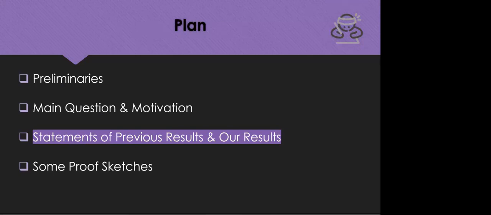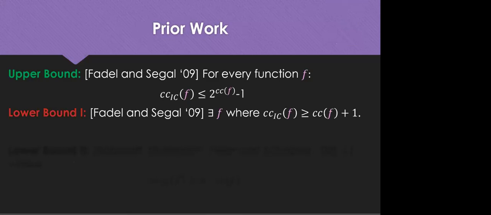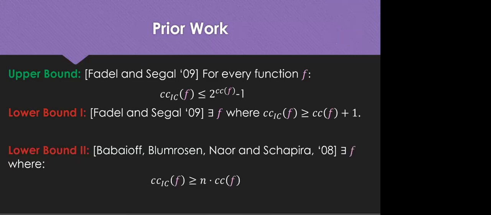Now let's go over some previous results. Fadel and Segal raised the question, showed that the overhead of computing payments is at most exponential. Also, they showed a function where computing the payments has communication overhead of at least 1 bit. And afterwards, Babayev, Blum-Rosen, and Oren-Shapira have showed a function where the overhead is at least multiplicative in the number of players.